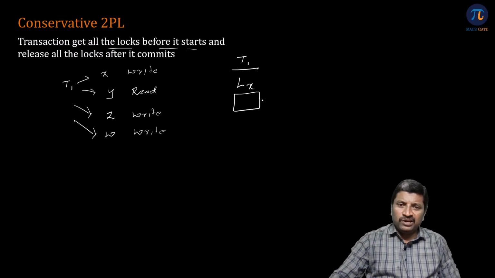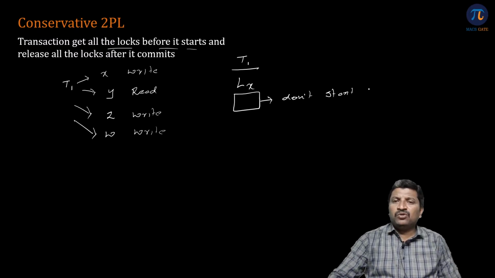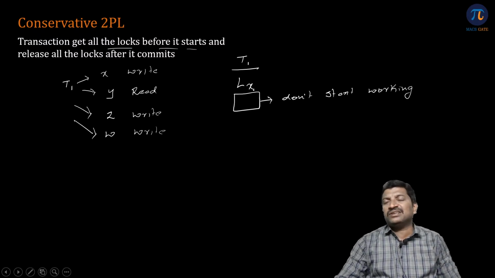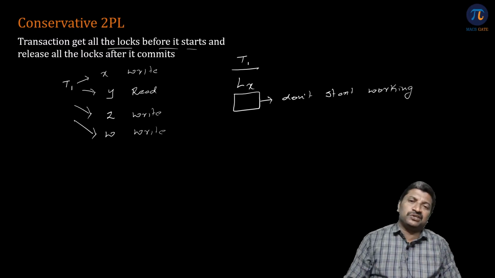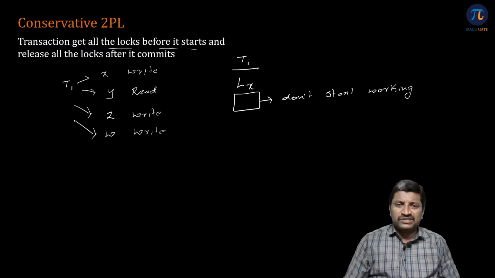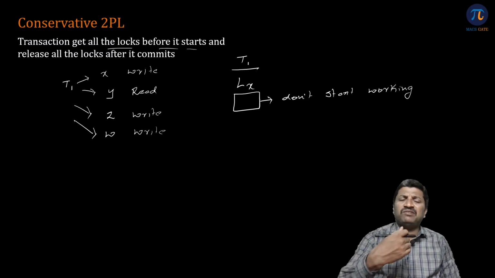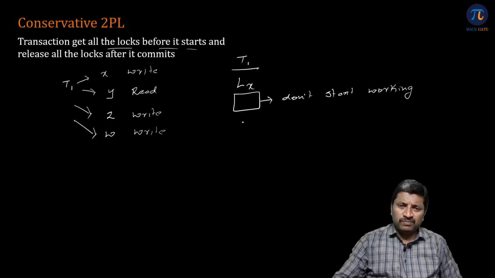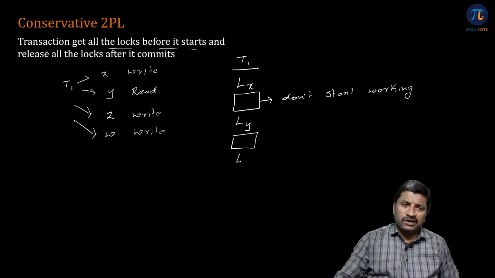He should not do any work. Don't start working because you are not sure whether you will get the locks for the other three items or not. If you don't get locks for the other three items, then you should be in a waiting state. Then why start and why take the risk? I will wait for 5 minutes. If I don't get locks for the three items, I will release it also. I don't start any of my work. So I got the lock for Y. Then also I don't start. I got the lock for Z.